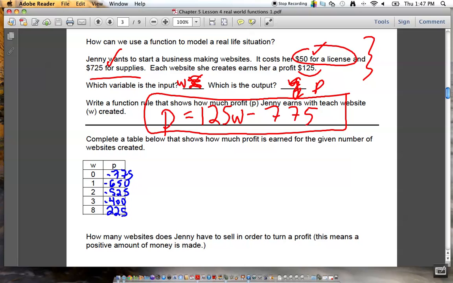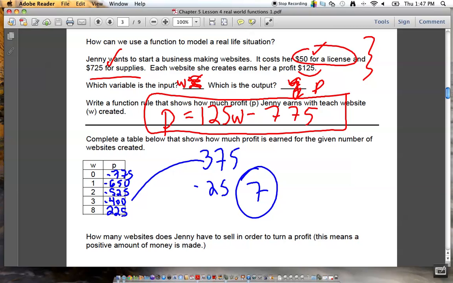So if she sells 8 websites, how much money does she make? Now, you're going to have to sell more than 3 websites to make money, because if you sell 3 websites, you're still in the negative. If I sell 3 more websites, that's 375. When I add 375 to the negative, I'm still negative. So I have to sell 7 websites to make any money. But the cool thing is, once you sell the 7 websites, you're never going to pay the start-up cost again. Now it's all profit. Think about it.